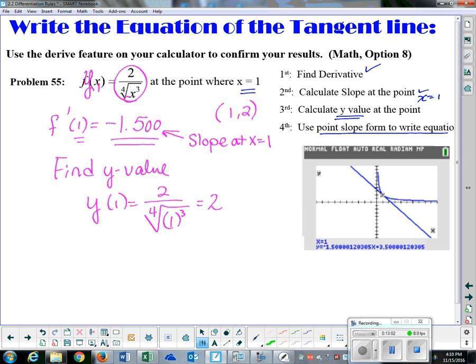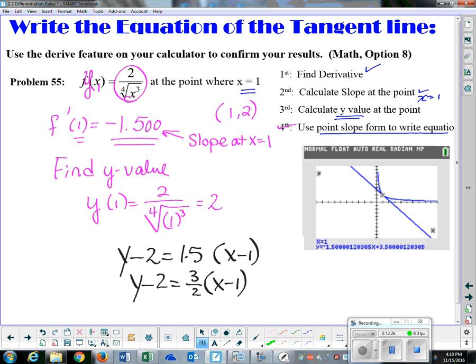Step 4, we can write the equation of the tangent line. y minus y1, which is 2, equals the slope, 1.5, times (x minus 1). And if it bothers you to have a decimal there, let's just bring it back to 3 over 2 for our slope. And there we go. So the calculator can be really helpful.